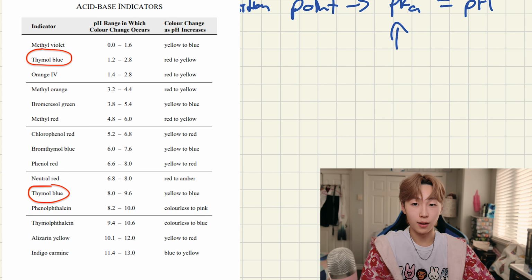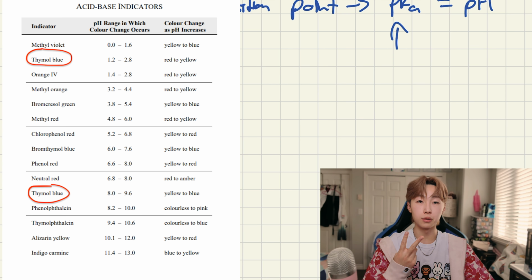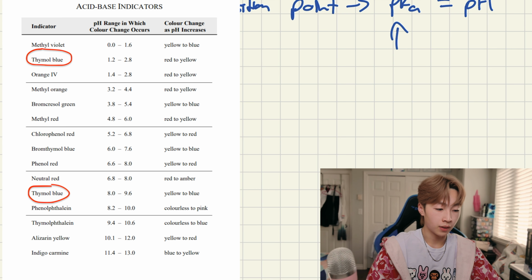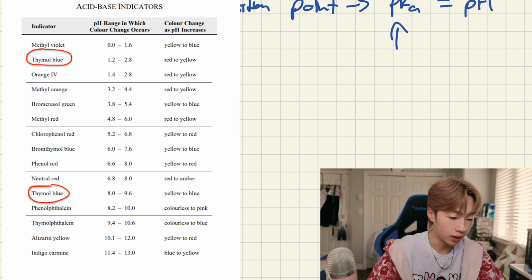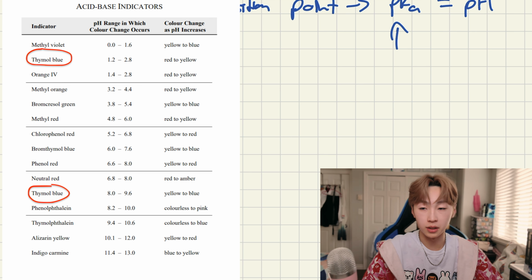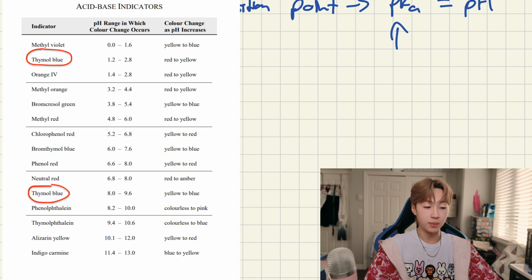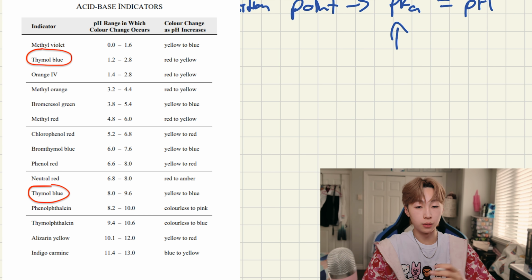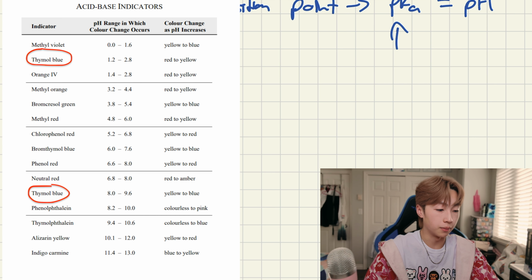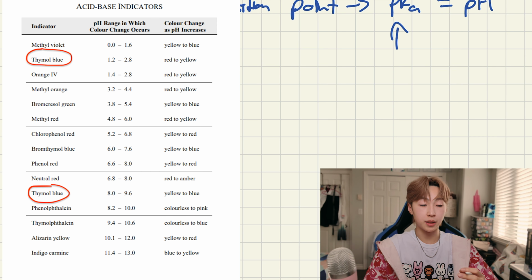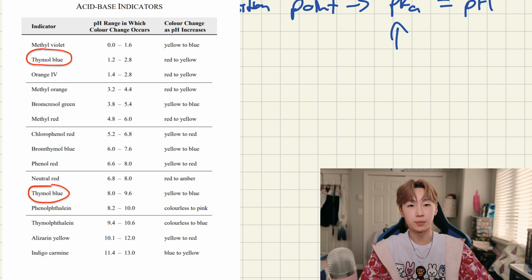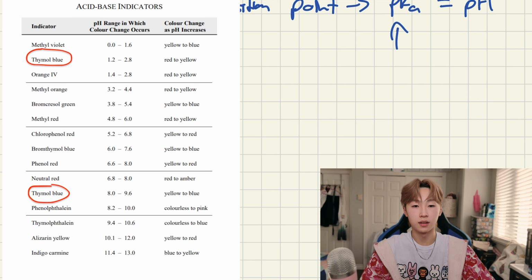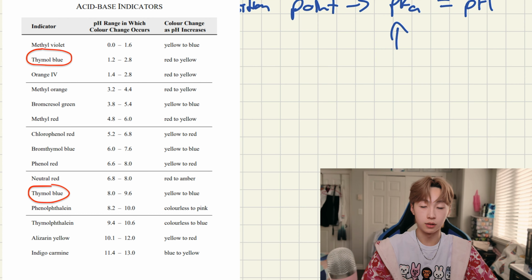Did you know that thymol blue has 2 transition points? It has one from 1.2 to 2.8 and one from 8.0 to 9.6. That means that at low pHs, it's going to go from red to yellow, but at a higher pH, it's going to go from yellow to blue. And that's kind of a special case because it's actually diprotic, so it has 2 transition points.